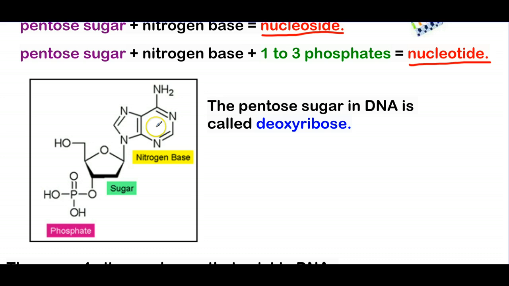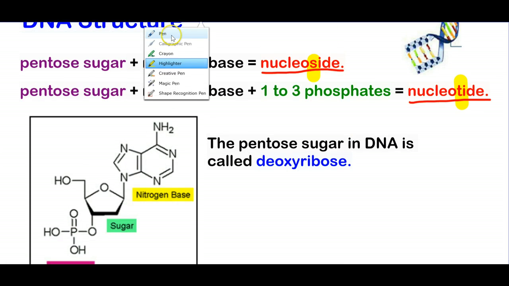When we have this sugar, the nitrogen base, and at least one phosphate, it now becomes a nucleotide. So really the only difference is the S changes to a T. Nucleoside has the sugar and the base. Nucleotide, we have at least one phosphate. These three things make up the backbone of DNA.